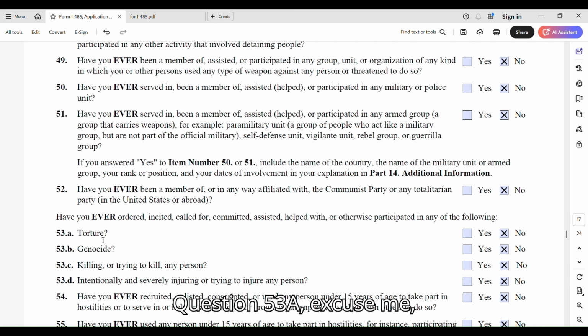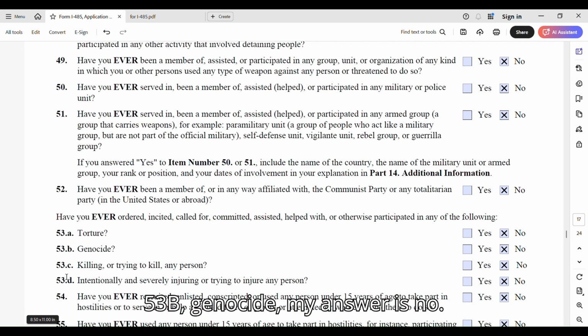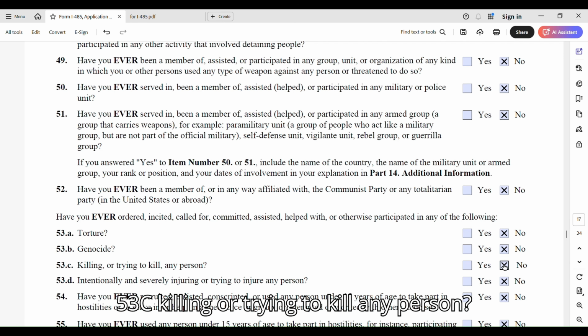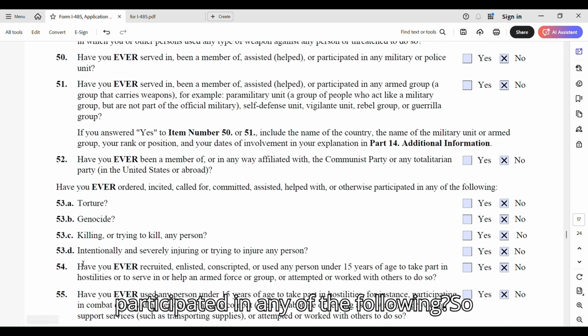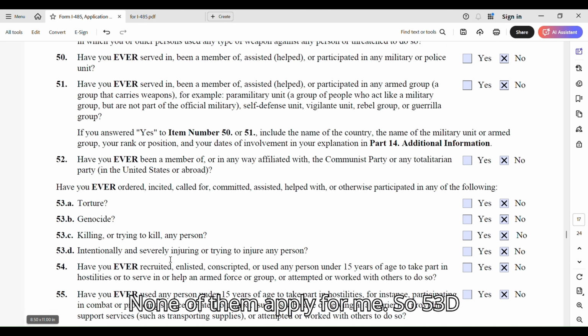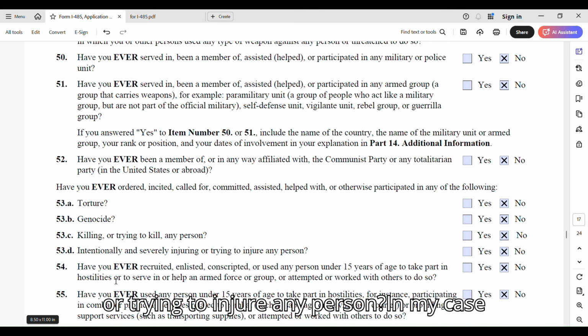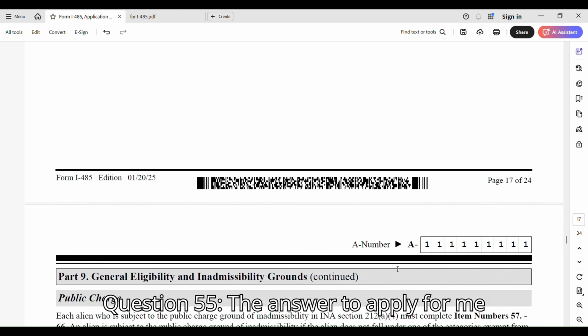Question 53A, which is torture, my answer is no. 53B, genocide, my answer is no. 53C, killing or trying to kill any person, my answer is no. You already have a question right here: have you ever ordered, incited, called for, committed, assisted, helped with, or otherwise participated in any of the following? You can answer this question right here. None of them apply for me. 53D, intentionally and severely injuring or trying to injure any person. In my case, no. Question number 54, the answer is no for me. Question 55, the answer that applies for me is no.